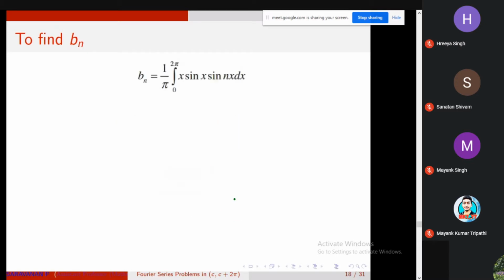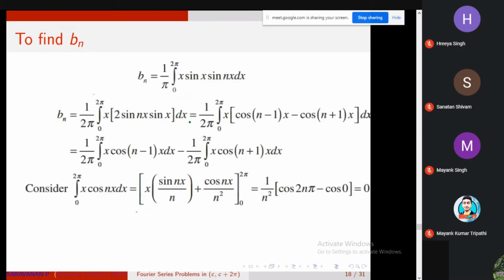Okay, so our next aim is to compute bn. Write the formula for bn: 1 by pi integral 0 to 2 pi f of x, where f of x is x sin x, into sin nx dx. Like the previous computation, multiply and divide by 2, then write sin nx first, so 2 sin nx into sin x. This is of the form 2 sin a sin b. The formula is cos(a minus b) minus cos(a plus b). Apply this, then split the integral.